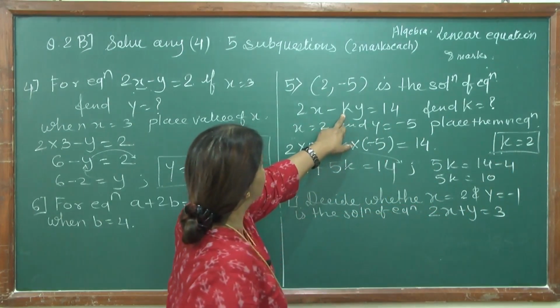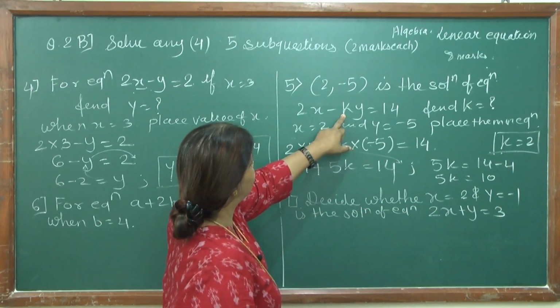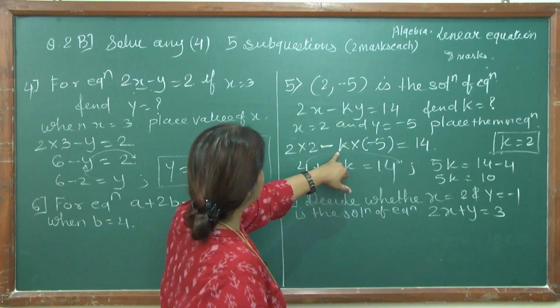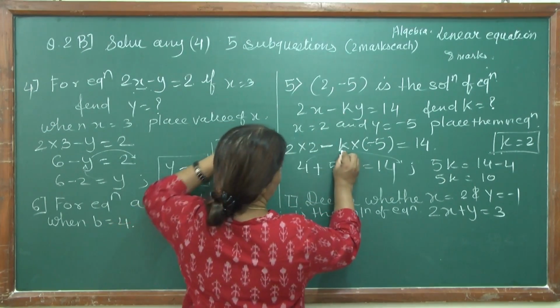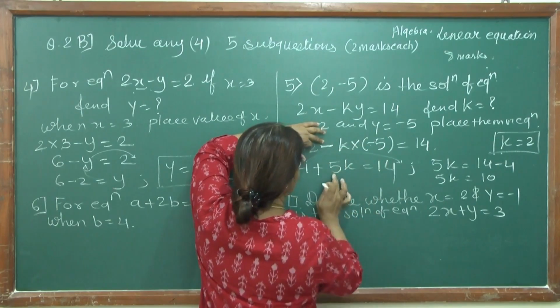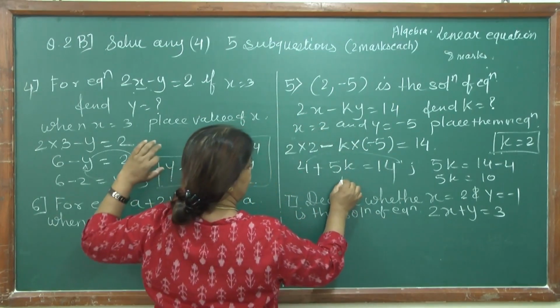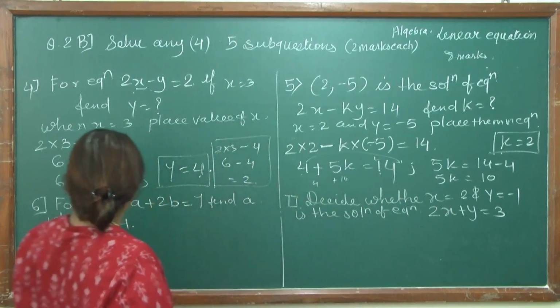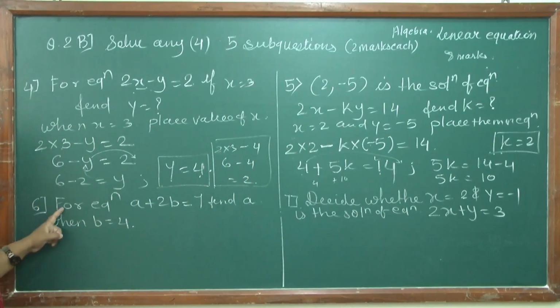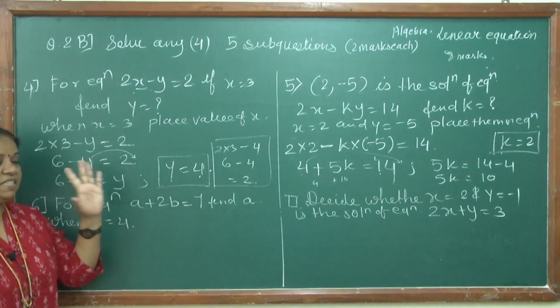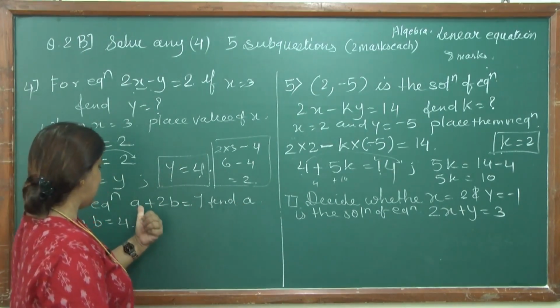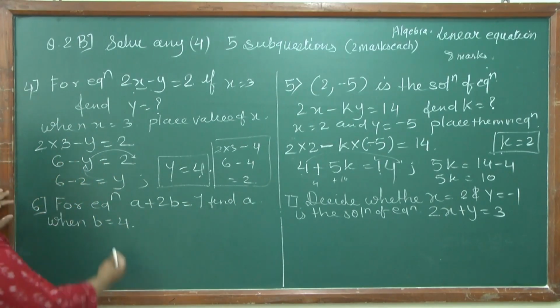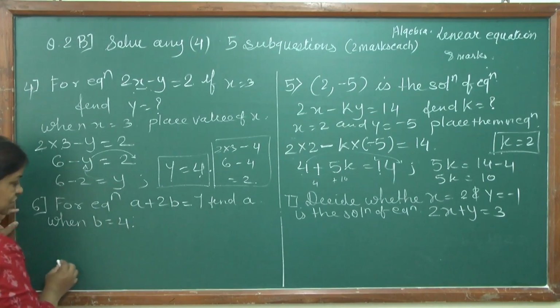Place the value here in the equation. If you place here 2, minus minus plus. So 5 2s are 10. 10 plus 4, 14. We got the correct answer. Let us go for the sixth one. Here equation a plus 2b is given 7. We have to find a value when b is given 4. So let us place the value of b in the equation.